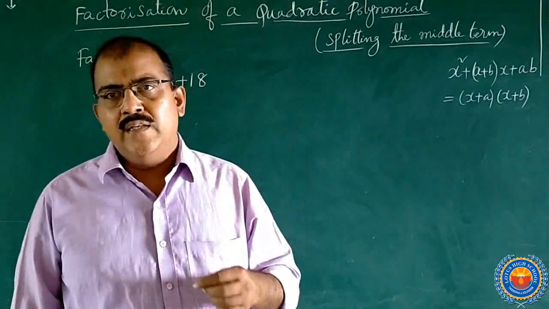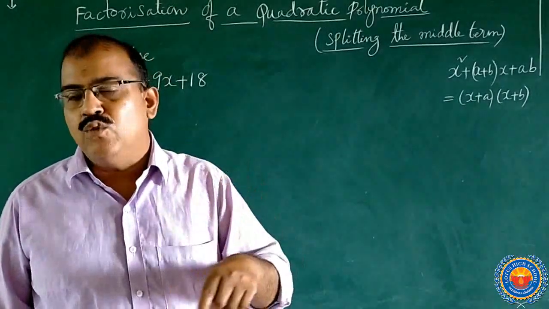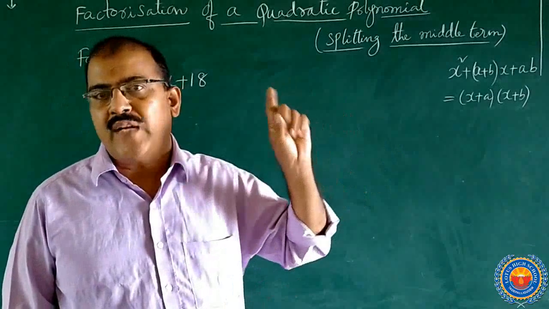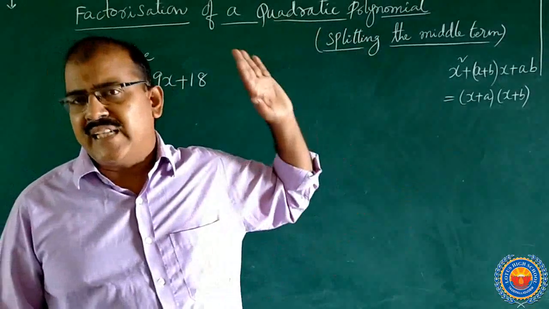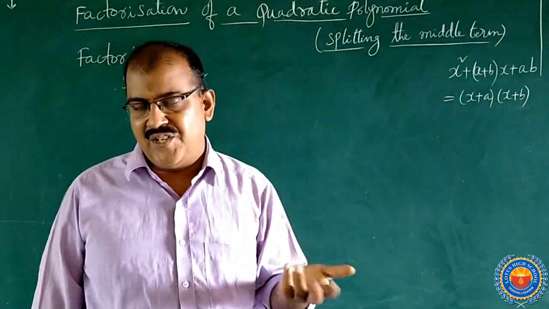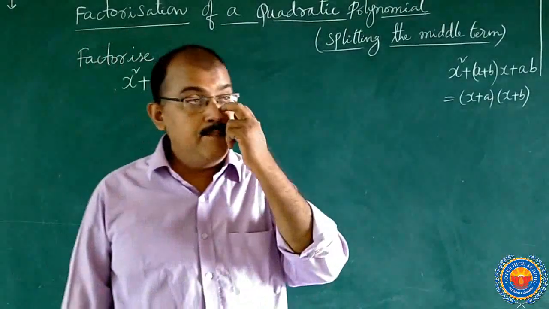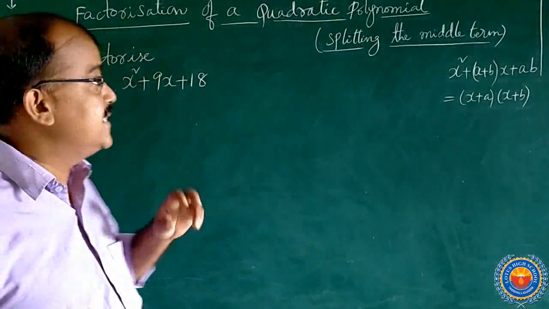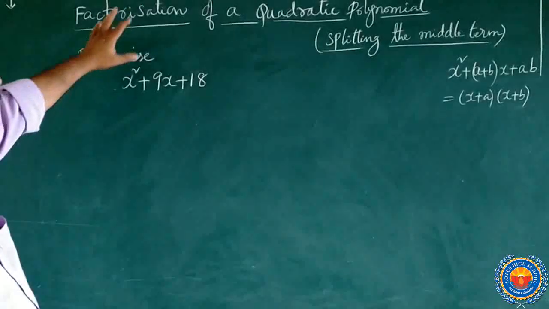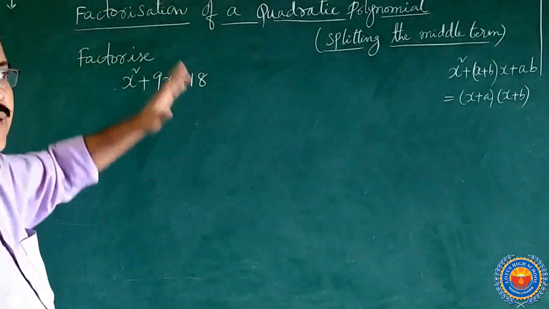Now today you know very well x plus a into x plus b is equal to x square plus a plus b of x plus ab. By using that identity we are going to learn one more factorization. Now here the most important thing is the factorization of a quadratic polynomial.